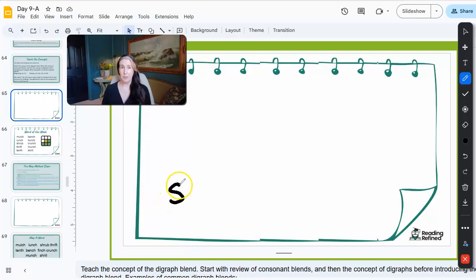Here's an example of one. Sorry, I meant to say a digraph blend. And here's an example of one. We have the digraph sh, and then the consonant right after it r. So sh, r. I'm going to finish the word out and write shrub.